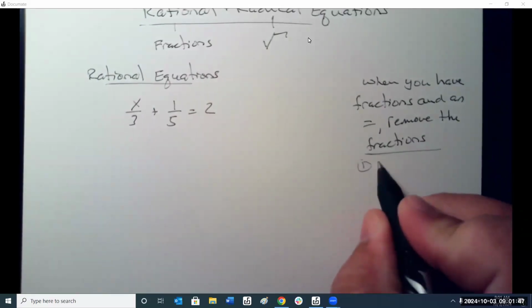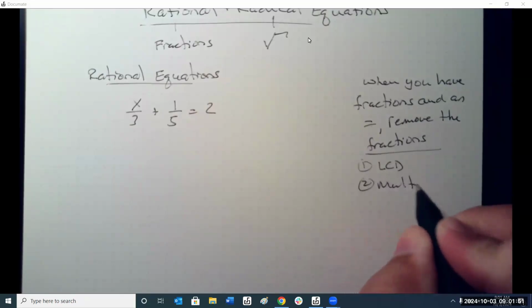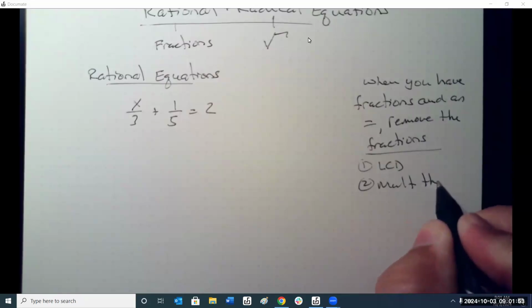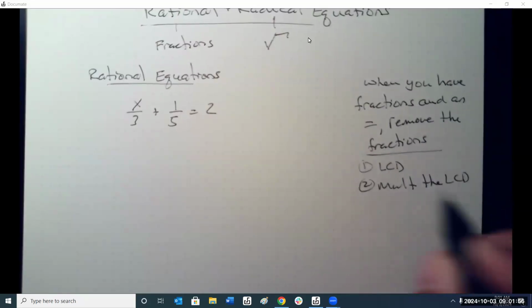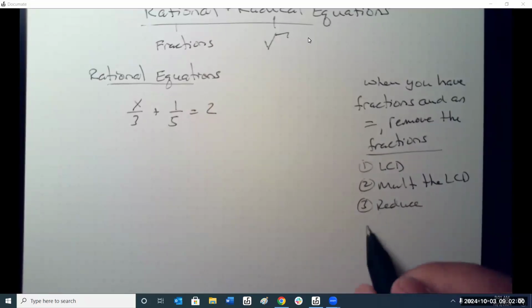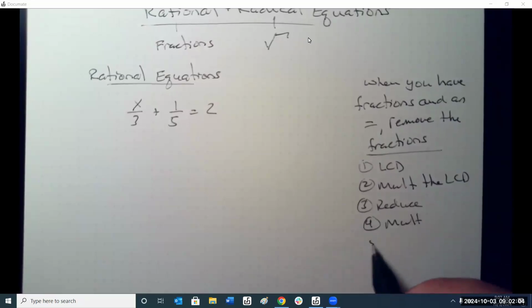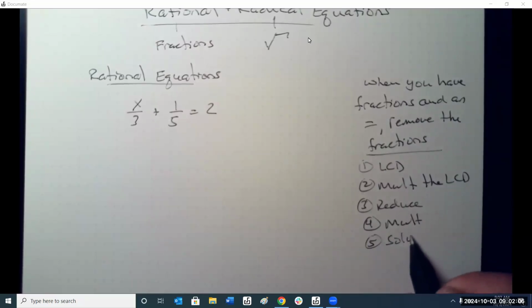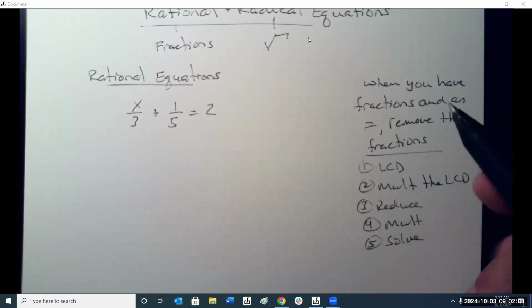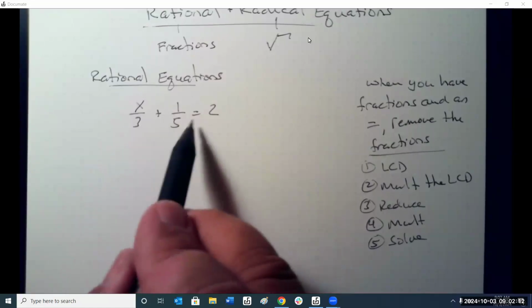Remember, first step, find the LCD, multiply the LCD to each term, reduce, multiply to get rid of the parentheses, and then solve. Those are always the 5 steps whenever we have fractions and an equal sign. So here are fractions and an equal sign.